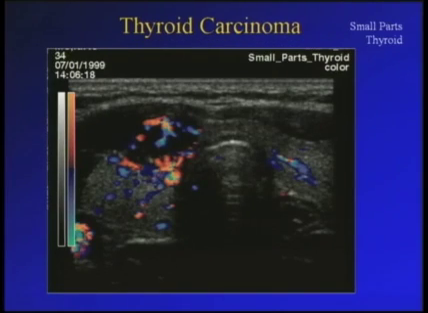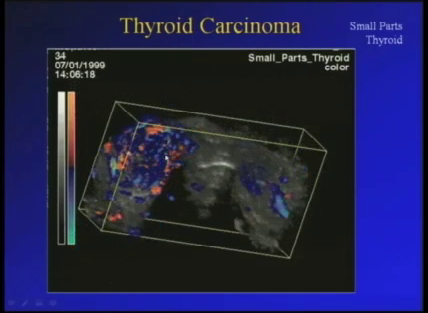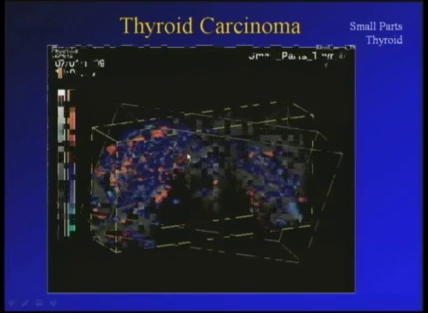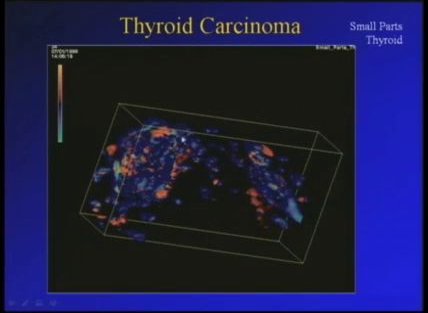The same case now showing the increased vascularization with color Doppler, and here we have a 3D color Doppler. And we can do also digital subtractions of the B-mode image, and we can have only the three-dimensional vascularization representation.